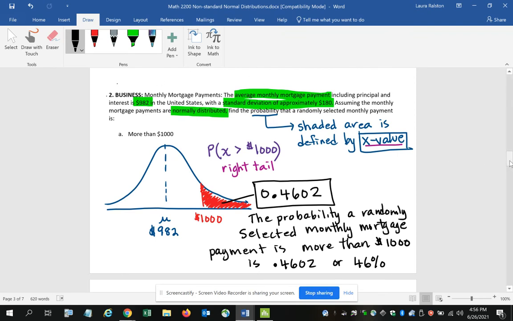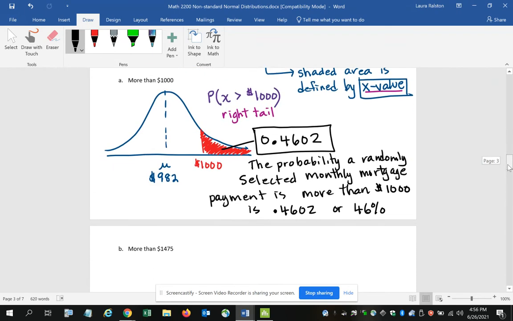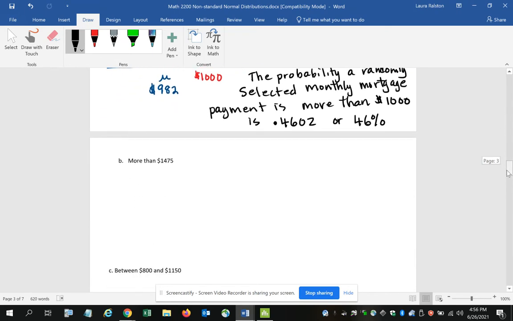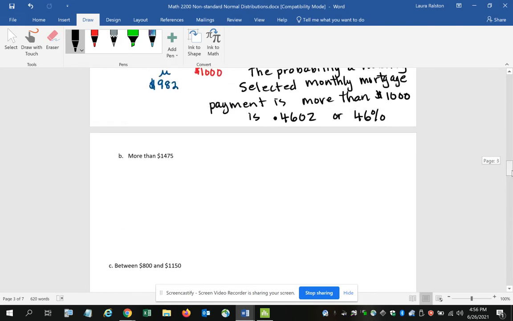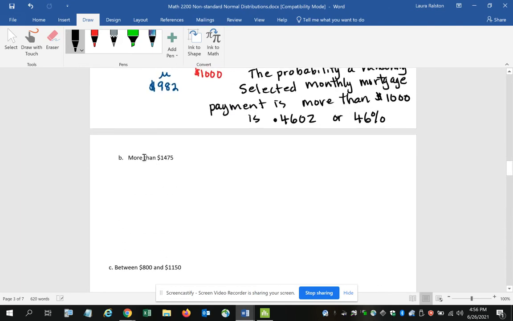Okay, using the same scenario, average monthly mortgage payments are normally distributed, mean of 982, standard deviation of 180. What is the probability? And I want to change this problem. I'm going to show you how to do a less than. So I'm going to change the more than to a less than. Is less than 1,475. Okay, so I've changed that problem.